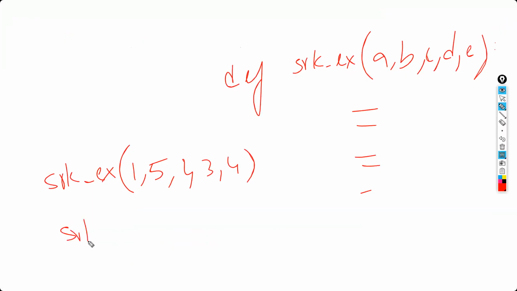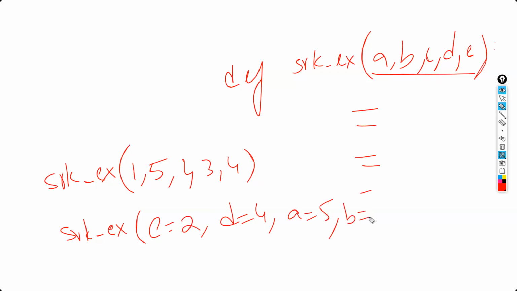Now in srk underscore ex, first I will write E is equal to, my choice. Wherever I am interested, I will write. No need of sequential order also. But 5 keywords I have to use because the function was created with 5. So E order is unimportant. E is equal to 2, D is equal to 4, A is equal to 5, B is equal to 1, C is equal to 13.